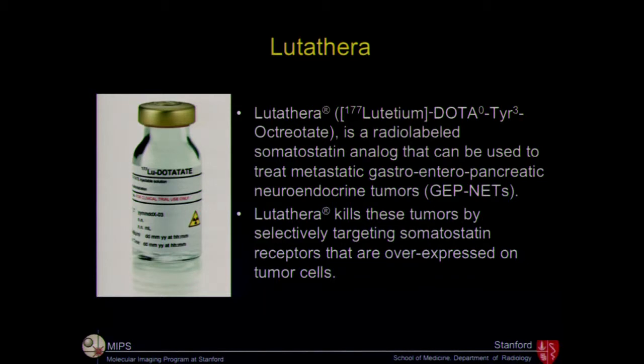The Lutathera agent acts by targeting the somatostatin receptor, and then you deliver beta radiation, high-dose radiation, to those cells, which interacts primarily with the DNA and cellular mechanisms within the cell and kills those cells. That's how it works. So it's targeting the receptor, which by itself works because that's how Sandostatin works, and in addition to that, you have the killing effect of the radiation.